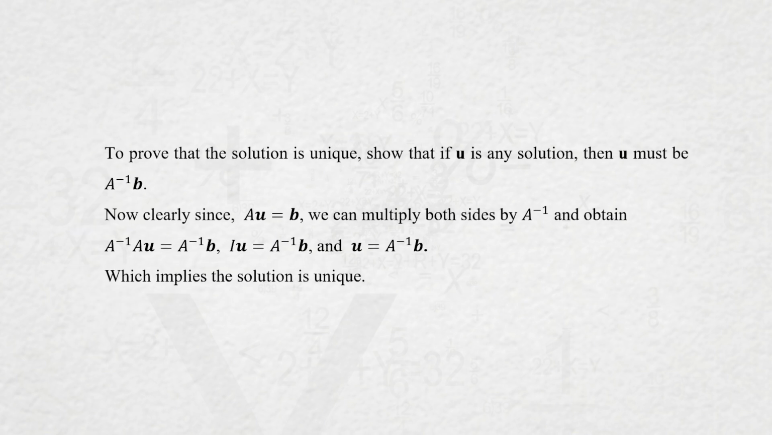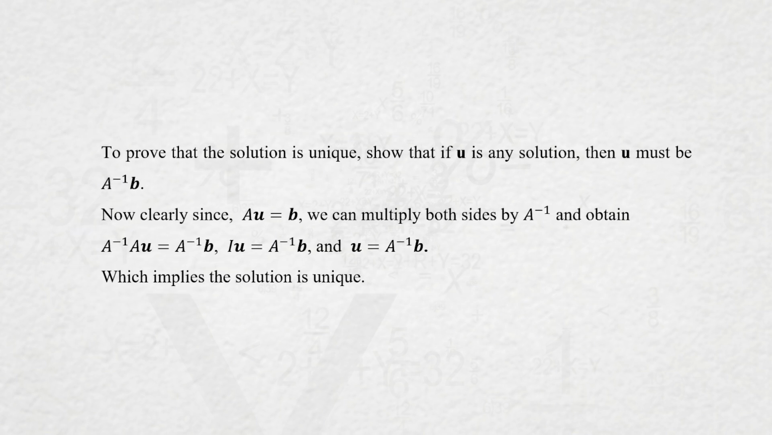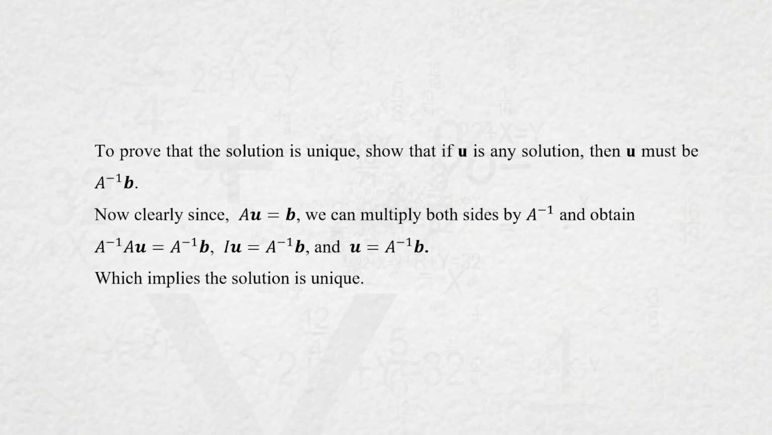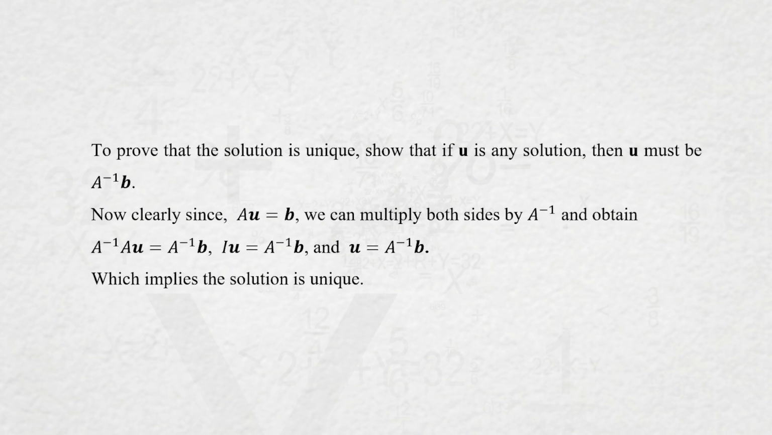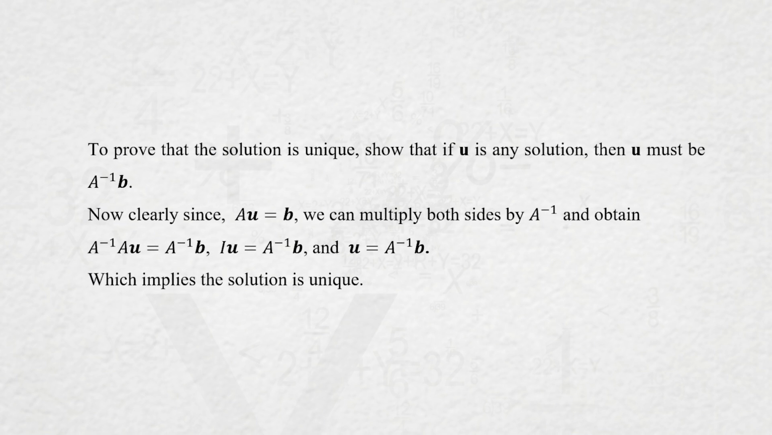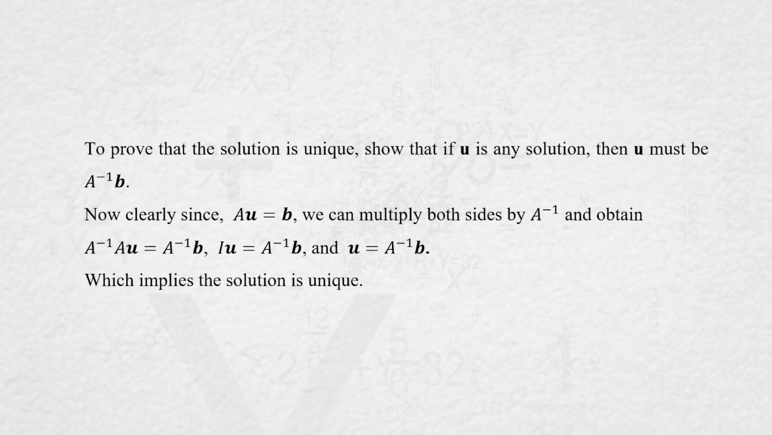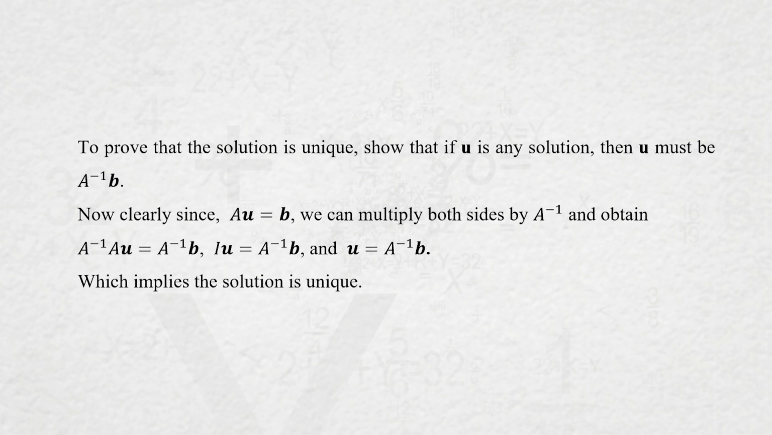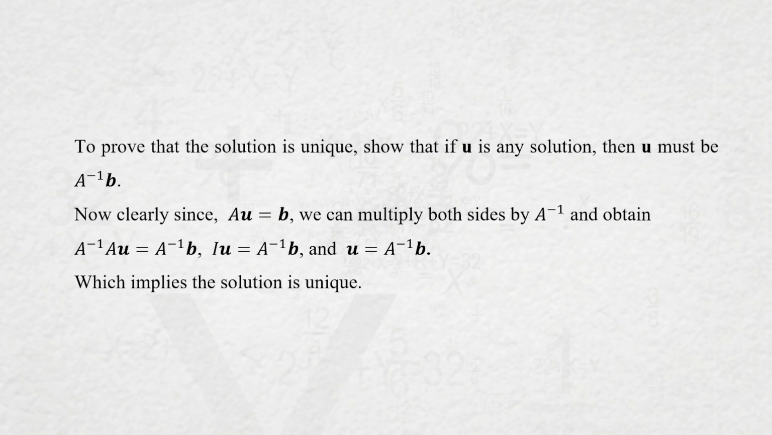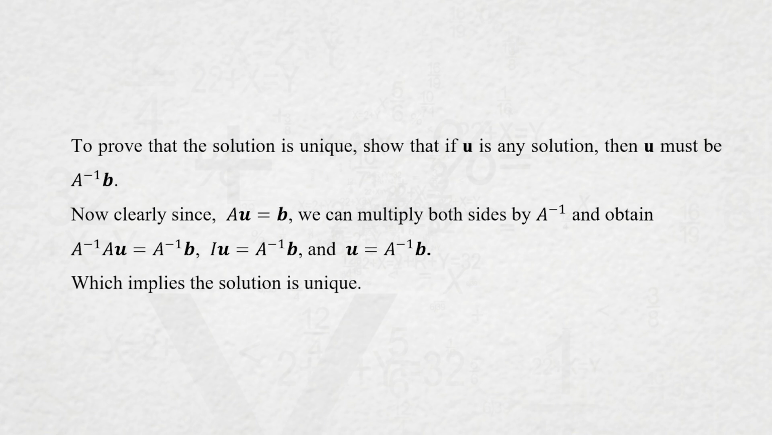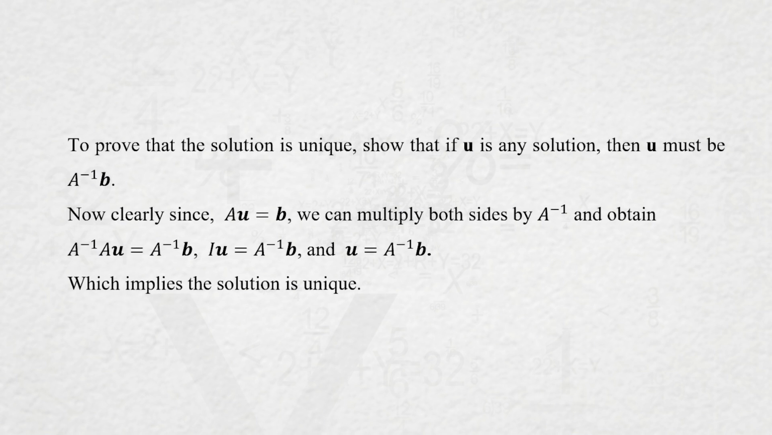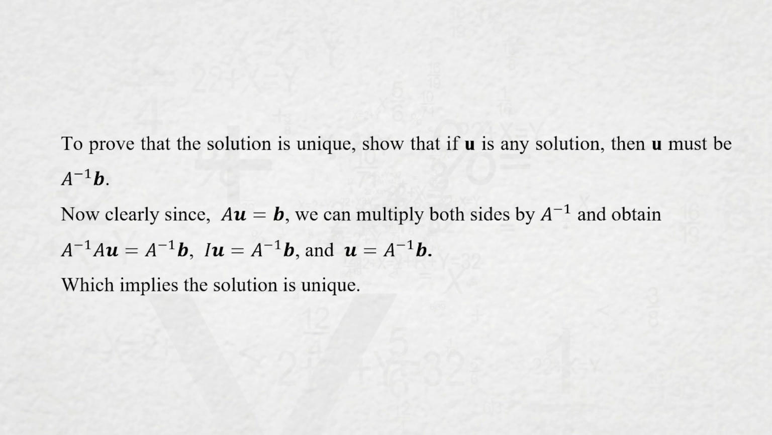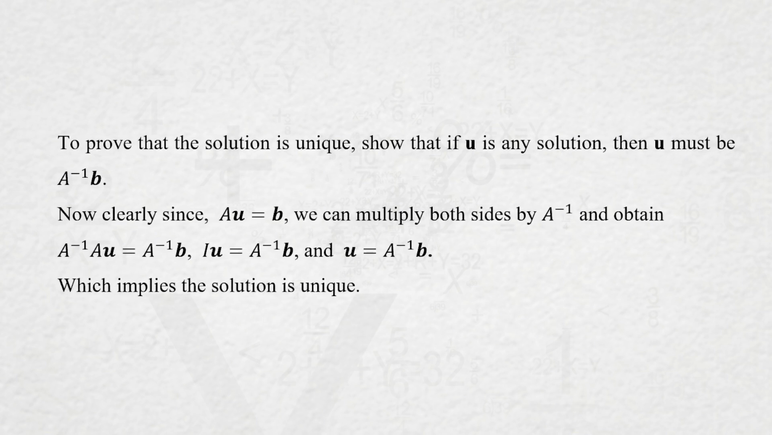To prove that the solution is unique, show that if U is any solution, then U must be A inverse B. Now, since AU is equal to B, we can multiply both sides by A inverse and we obtain A inverse AU is equal to A inverse B, which gives IU is equal to A inverse B, and U is equal to A inverse B, which implies the solution is unique.